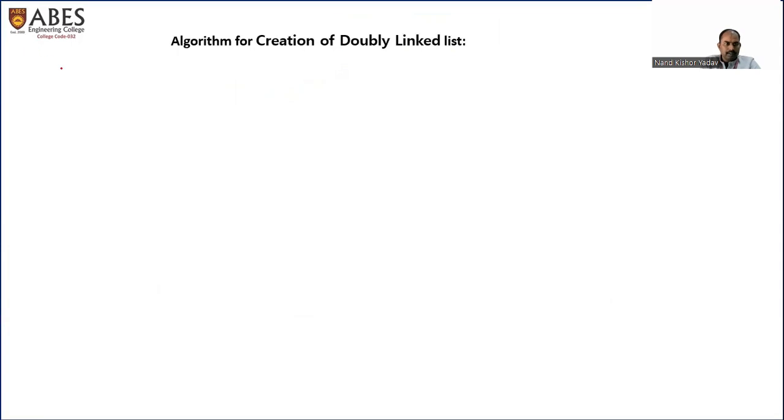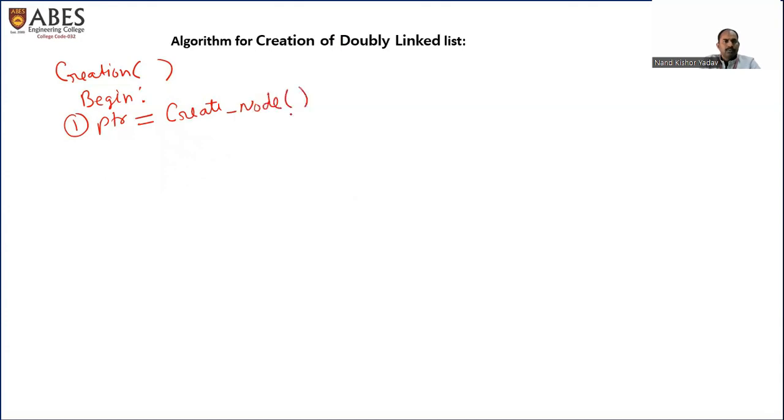Firstly, we will write a creation method. We write here creation. In this creation method, we will write begin. Now in the first step, we will take a variable known as PTR and we will allocate the memory using the create node function method. The create node method we will use to allocate memory to PTR.